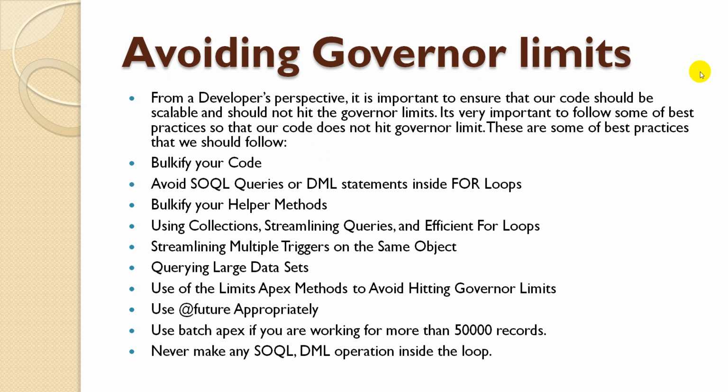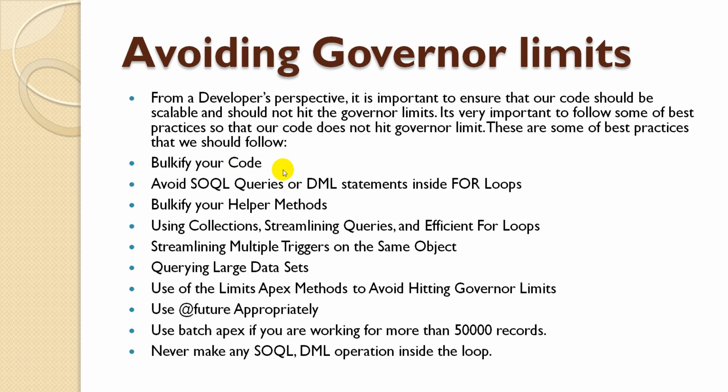So, avoiding governor limits. From a developer perspective, it's important to ensure that our code is scalable and does not hit the governor limits. It's very important to follow best practices so that our code does not hit governor limits. What are the best practices?